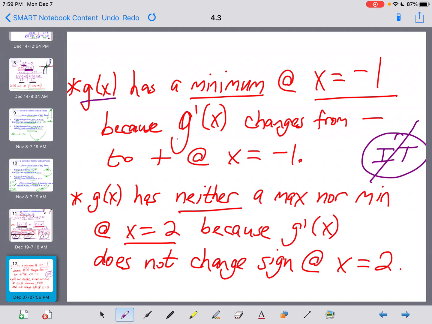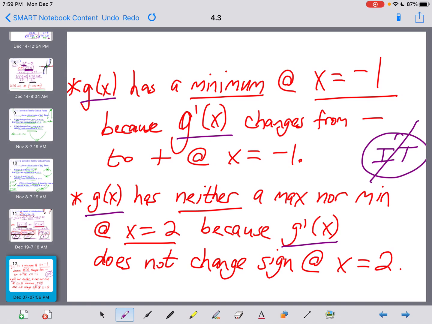G of x, g prime of x. G of x, g prime of x. Don't use the word "it," everybody. That "it" is going to get you in trouble, and it lends an air of ambiguity to your explanations that your AP graders are not going to enjoy.